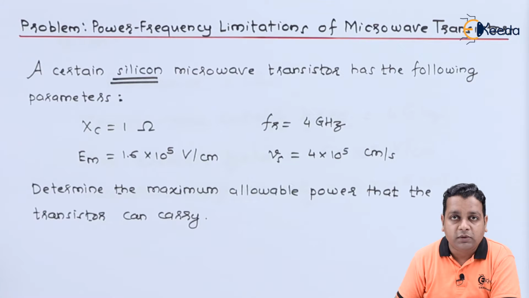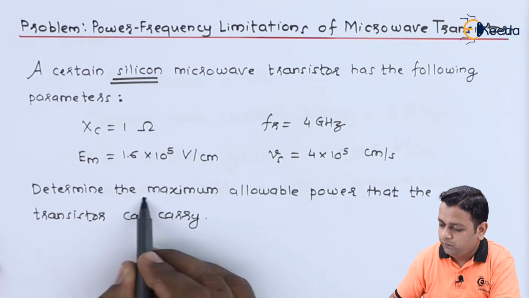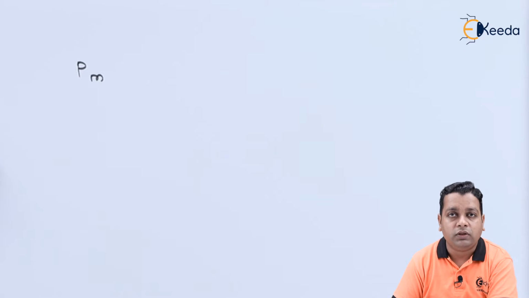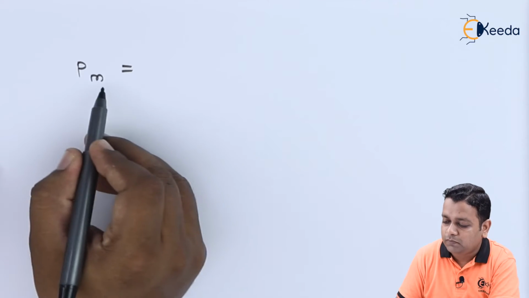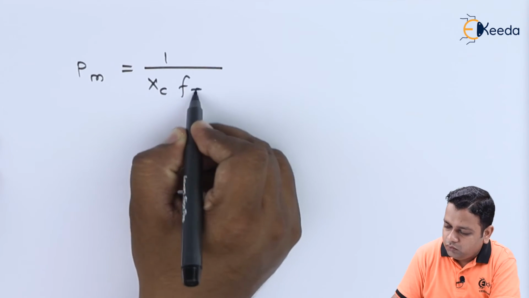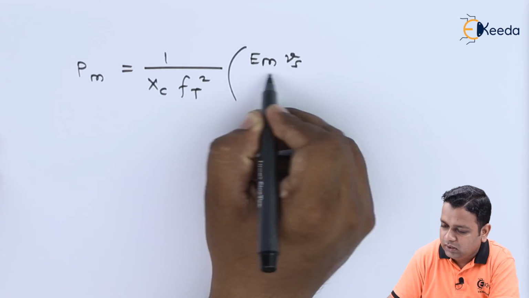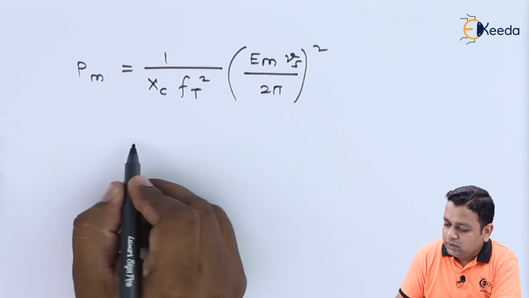Now we get back to the problem statement. As per the problem statement, we require the value of maximum allowable power. For the maximum allowable power the transistor can carry, we denote capital P suffix M, and with the given details and the formula we write the expression Pm is equal to 1 upon Xc into Ft square, in the bracket the multiplication of Em with Vs divided by twice pi, and this bracket is squared. So we substitute all the values.